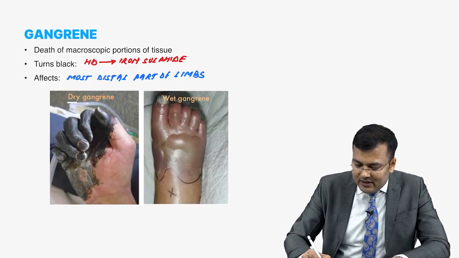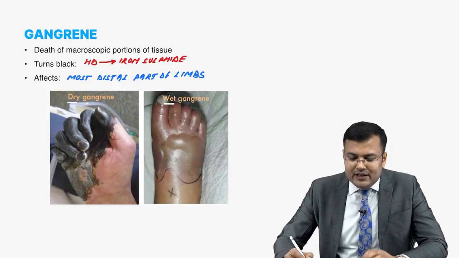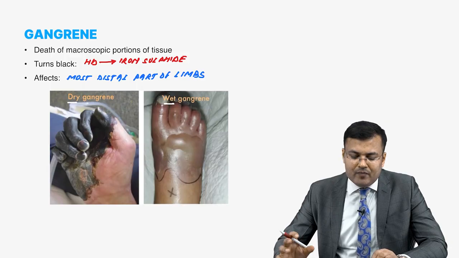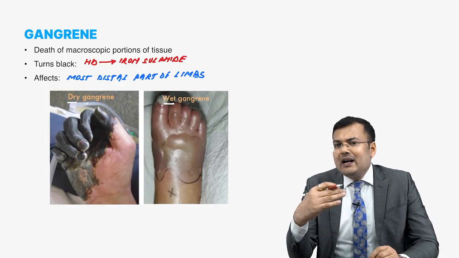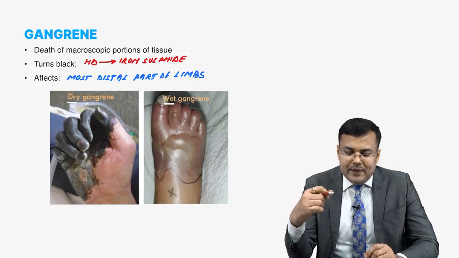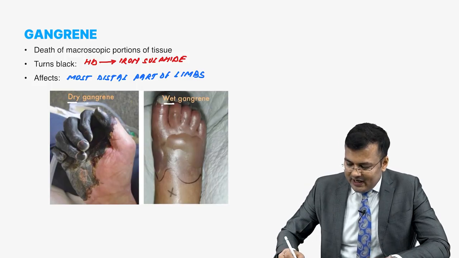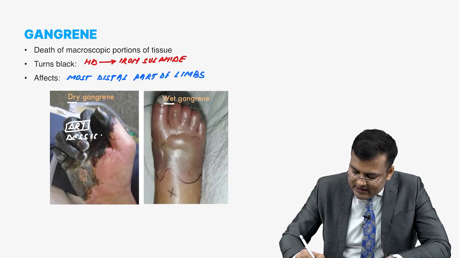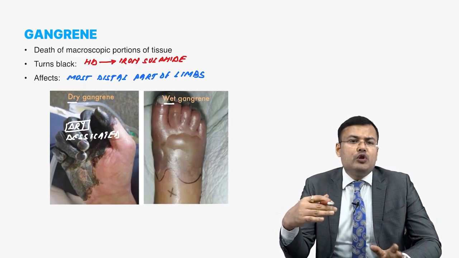So how to remember? When the tissue is dry and desiccated, it's dry gangrene, and when the tissue is moist, soft and swollen, it is wet gangrene. Now see the cause. What is the cause of dry gangrene? Usually it is because of arterial occlusion, occurring over a long period of time. What happens is gradual slowing of blood flow leading to tissue desiccation. You can see here the tissue is dry and desiccated. Mainly it is because of slow, gradual arterial occlusion over a long period of time.